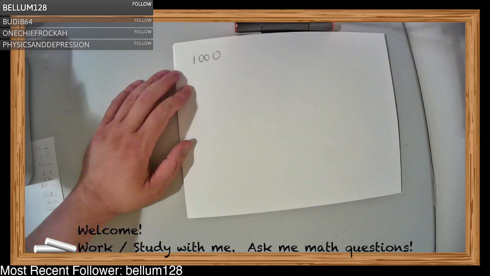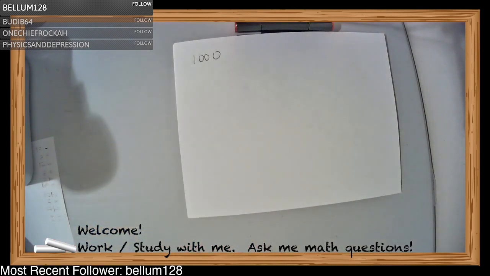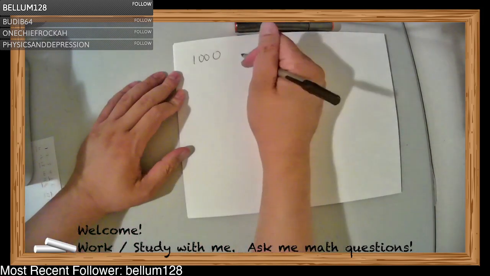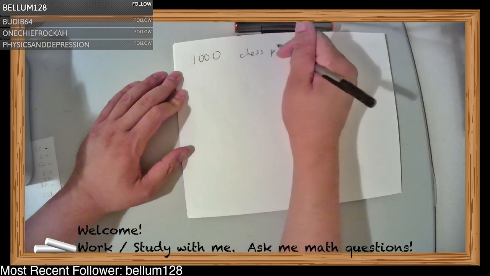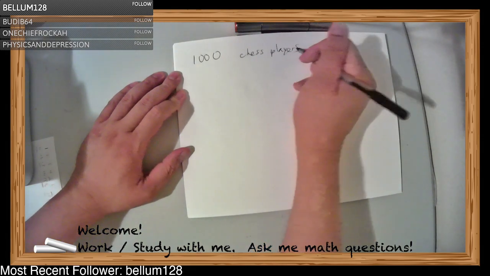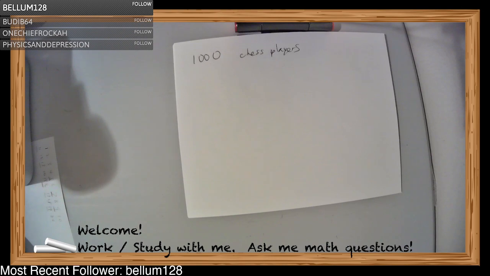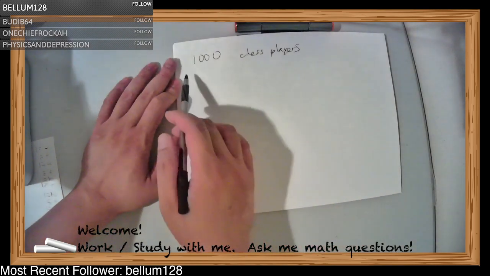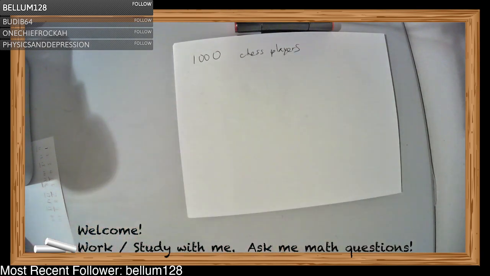Okay, let's do this one first. Let's warm up. You have 1,000 chess players, and they're playing 1 minute games. The tournament is single elimination. And the question is, how many games have to be played until you get to a winner?